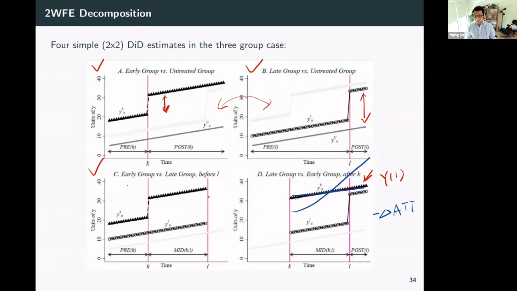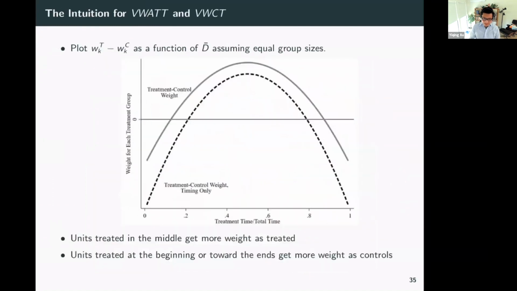Okay. All right. Okay. So the paper also shows, as I suggested earlier, units. This line basically draws the weights for treated and control for each unit.